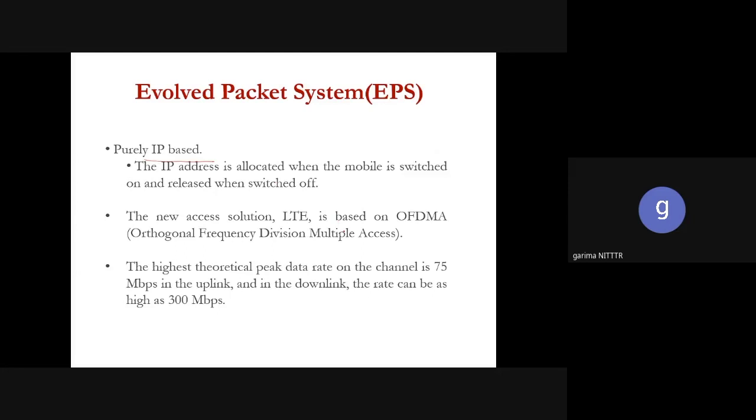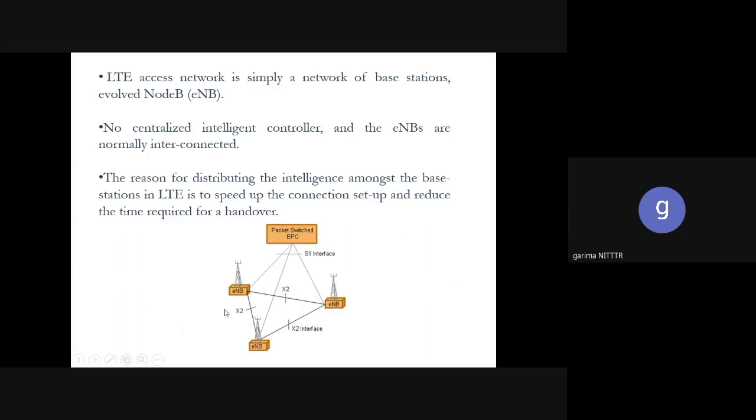So the access technology used was OFDMA, because previously it was only WCDMA, CDMA, or GSM, TDMA, FDMA technology. So in 4G communication, they have used OFDMA. Then the highest peak rate at that time was considered to be 75 Mbps and 300 Mbps, and that is obviously a peak rate, which we have also calculated yesterday. So this LTE access network is a network of eNode Bs. No centralized intelligent controller was there. eNode Bs are normally interconnected.